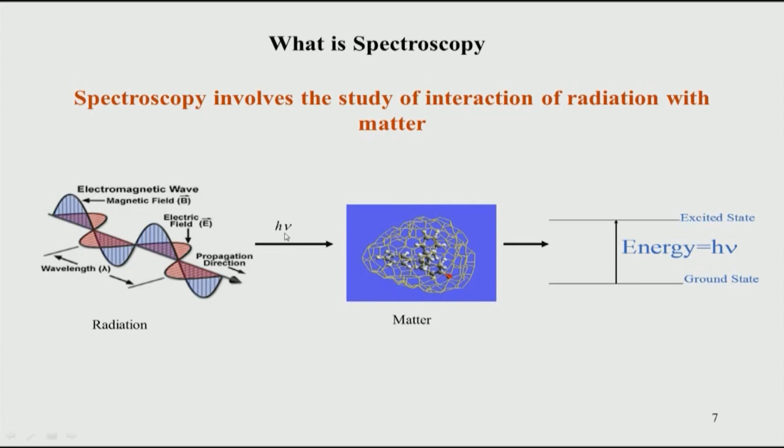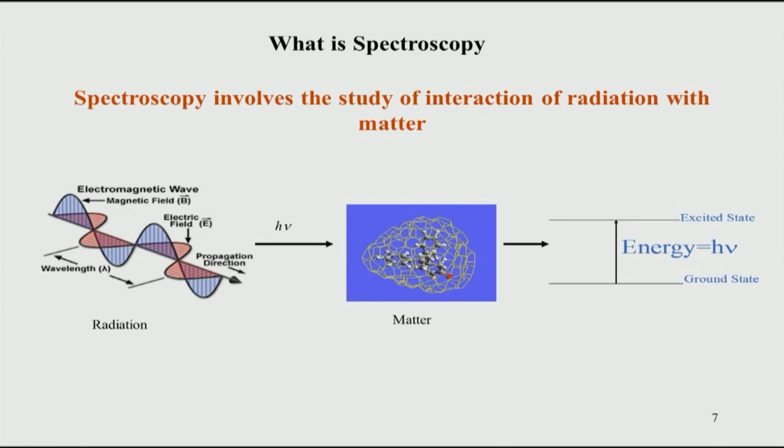The energy of one photon is h into mu, where h is what is called Planck's constant, and mu is the frequency of the wave. So, whenever there is an electromagnetic wave, its energy is given by h mu. This energy h mu is now shone on the sample, and the sample then responds to this wave.